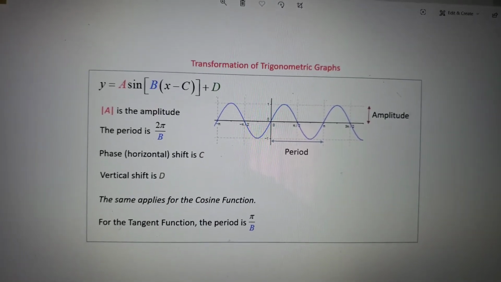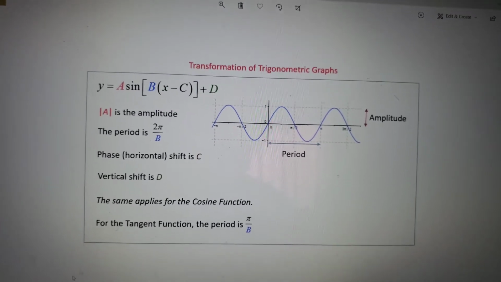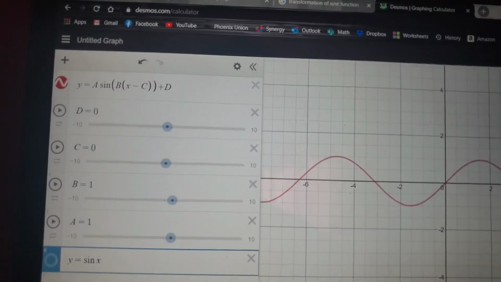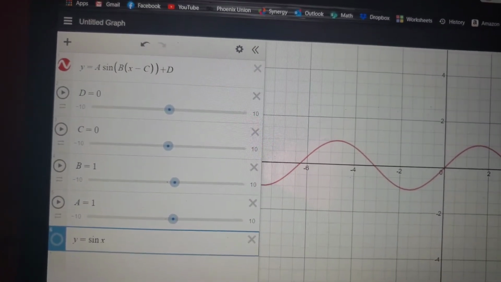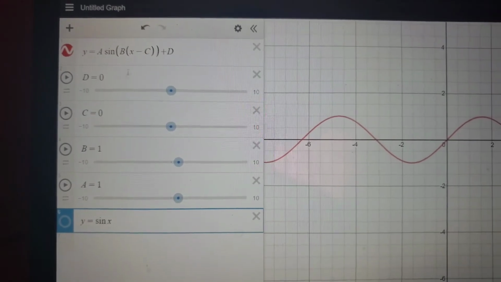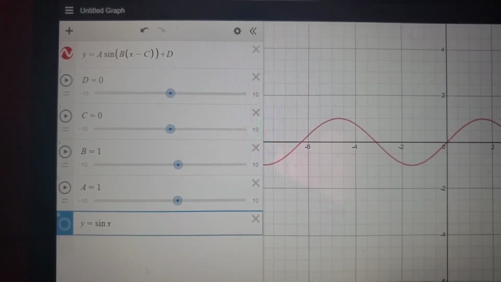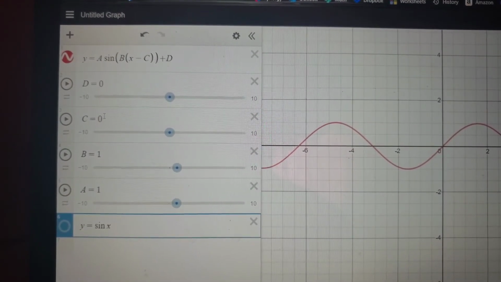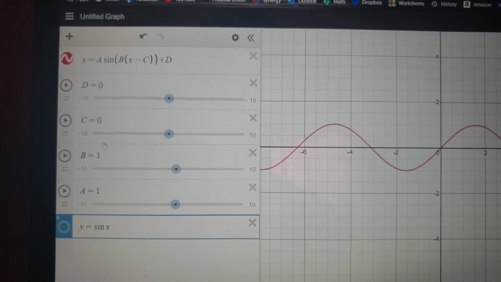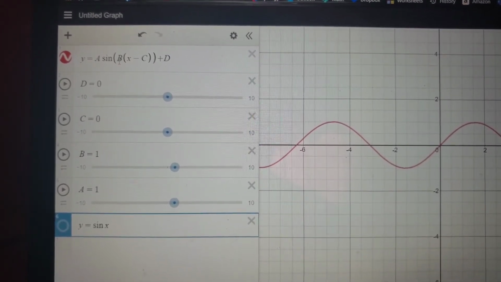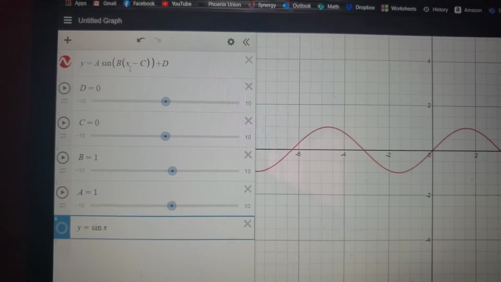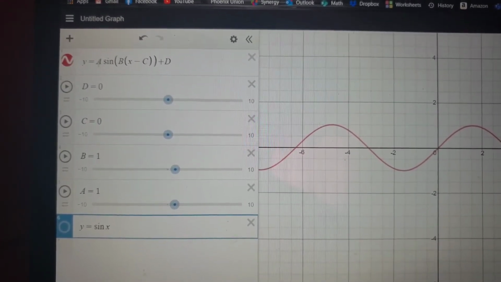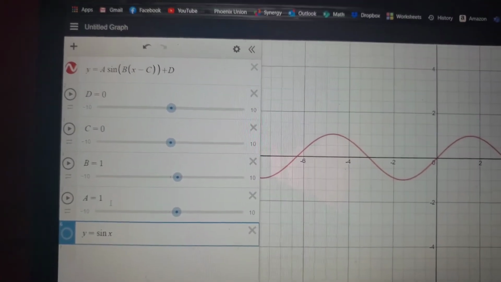So with that being said, let me show you how it actually works in the computer. Using Desmos, here I wrote my graph of sine. Now I let D be 0, so there's no vertical shift. C be 0, so there's no horizontal shift. B is 1, because if it was 0, then that would cancel the x out and it'll just be a straight line. And I also let A be 1, because if A was 0, then the whole thing would be 0. So that's why it's 1.